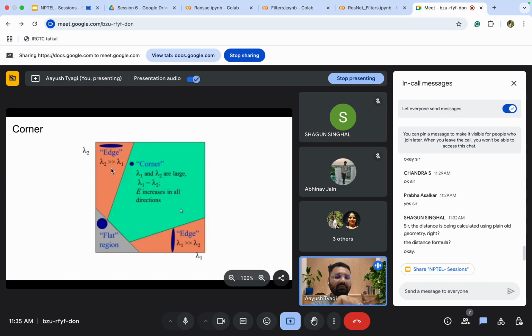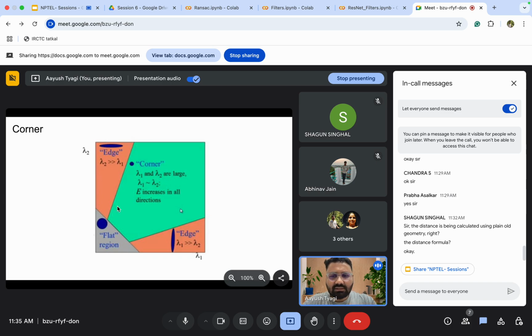But in the cases where both are very high, you are moving in both directions, and you have gradient present in x and y as well. In that case you are at a corner.